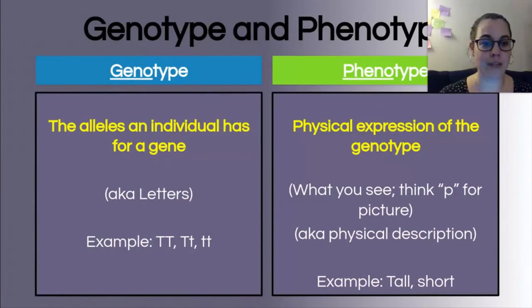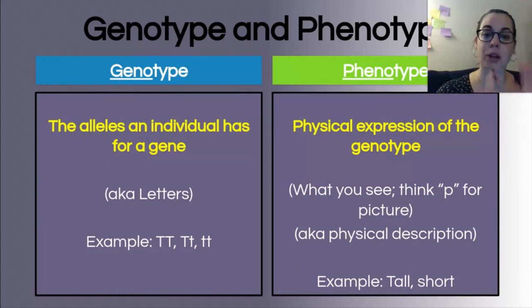What we are diving into is genotype versus phenotype. That physical expression, whether or not you have blue or brown eyes, that is the phenotype. When you think P for picture or physical description, phenotype. So an example here would be either being tall or short. That's your phenotype. That's physically what you look like.